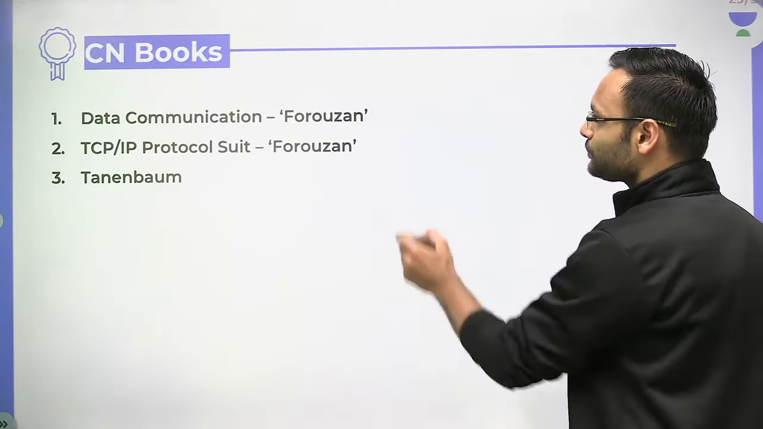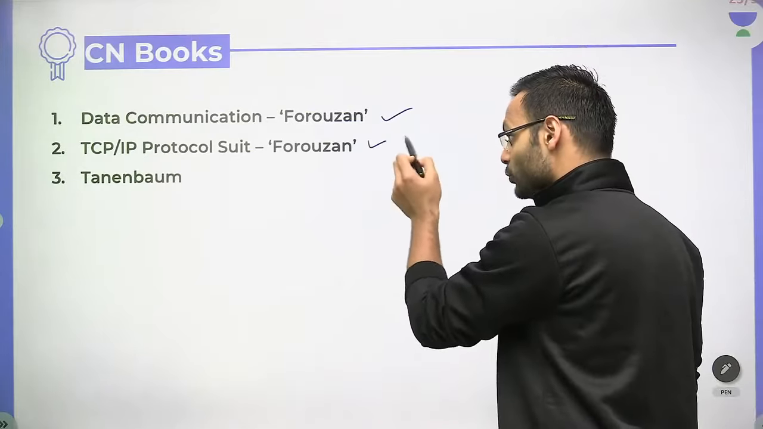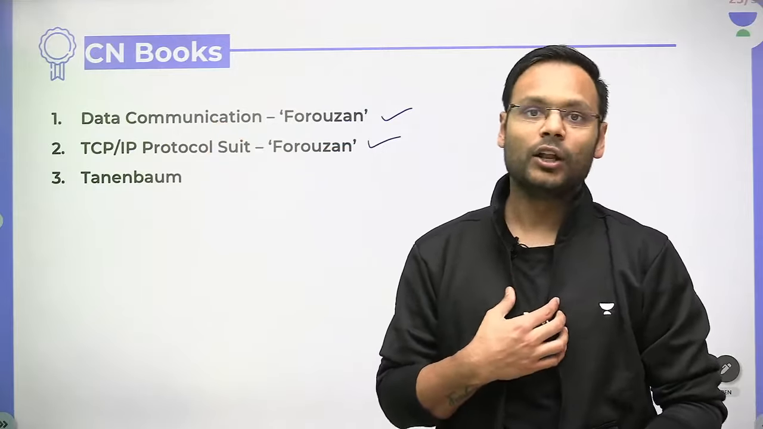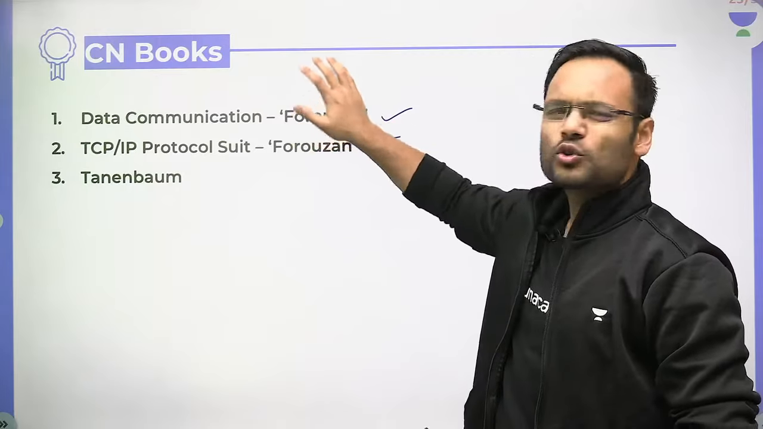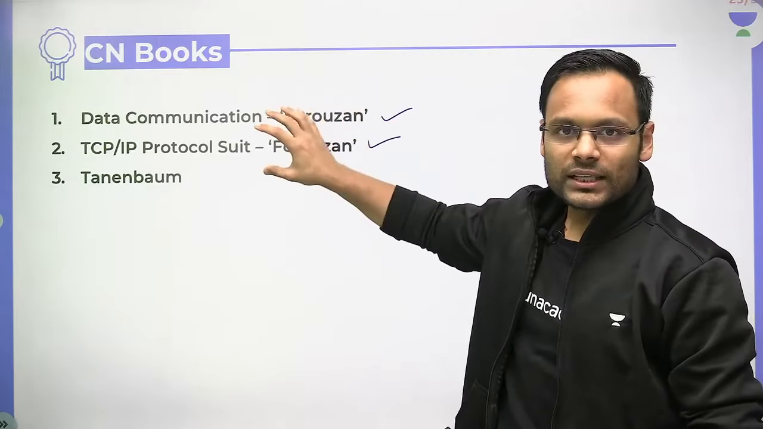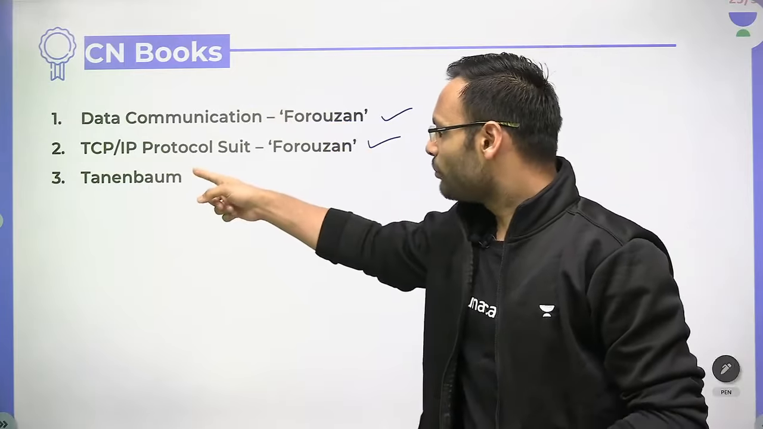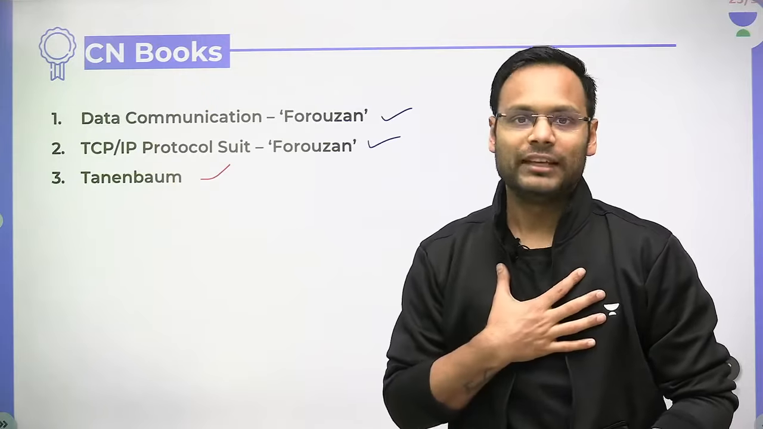For computer network you have Data Communication by Forouzan, TCP/IP Protocol Suite by Forouzan. These are the two books even I personally have read a lot in my college time, and the language is so easy that you can understand each and every point by reading these two books. Tanenbaum is also a good book but little bit tough language as per I feel.